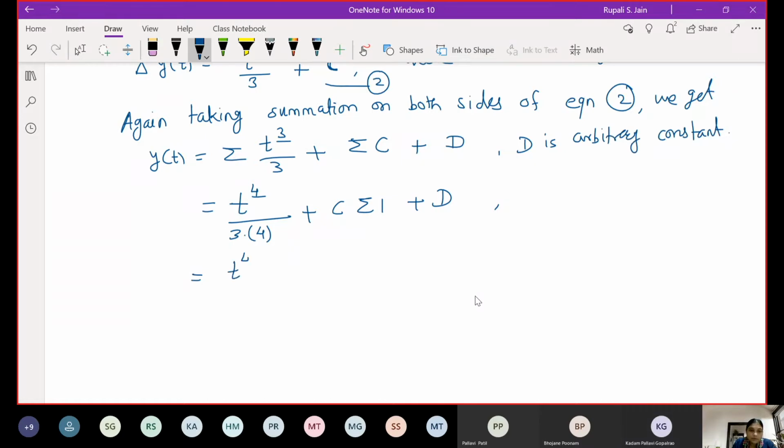Now what will be this? T to the 4 falling divided by 12, plus C times what is summation 1? It is t, and plus D. Summation 1 is t, because what is delta t? T plus 1 minus t. So this implies summation 1 is nothing but my t. Is that okay? If I take summation on both sides, delta will get cancelled. So t is equal to summation 1.